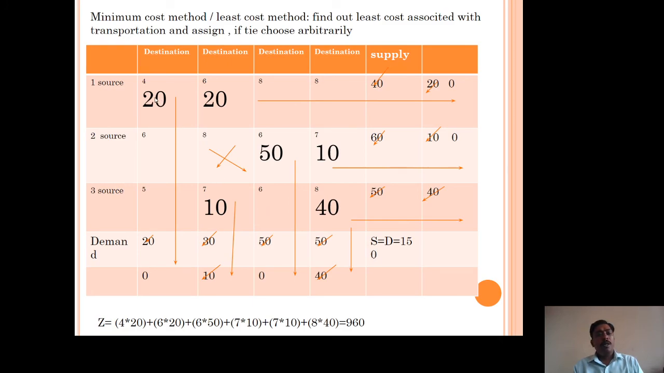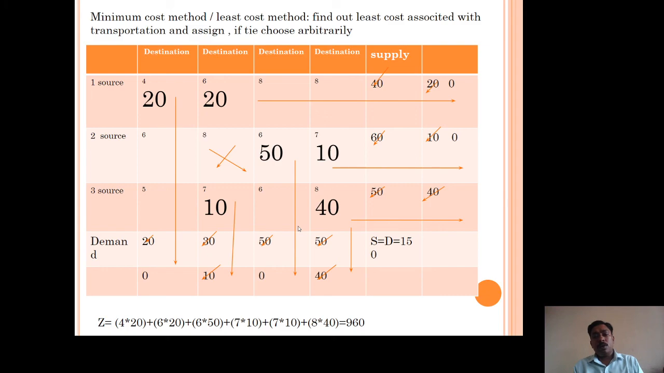Now how many locations have we allocated? 1, 2, 3, 4, 5, 6. So m plus n minus 1 is equal to 6. The number of allocations is equal to 6. So this is the criterion which satisfies the requirement of a basic feasible solution.